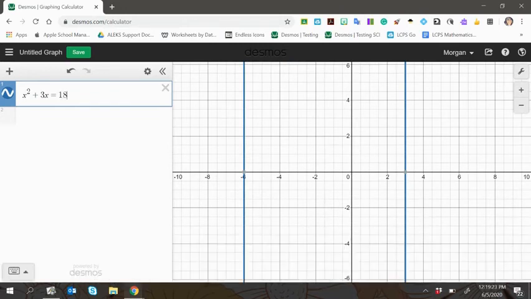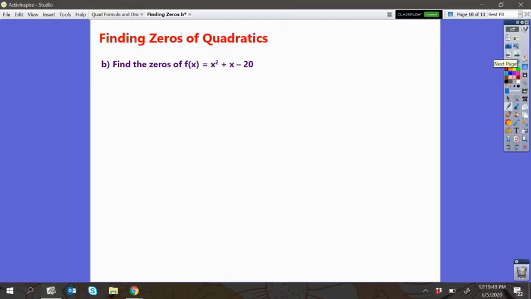All right, so I've typed in my quadratic here exactly as it was given to me. So I left the 18 on the one side by itself, and I see that it crosses at -6 and +3. So that means that I made all of the right moves, and I have the correct solution there. All right, let's do a different type of problem.